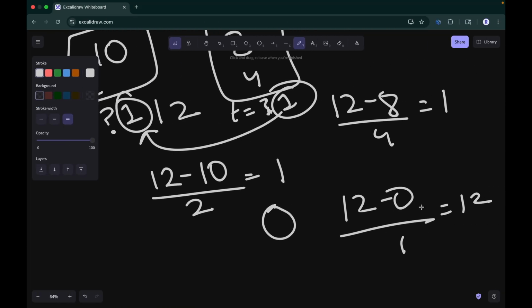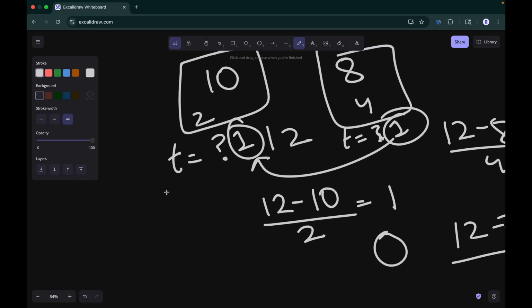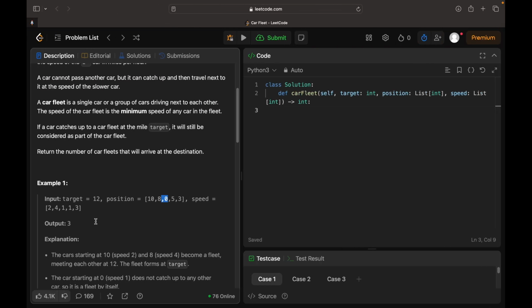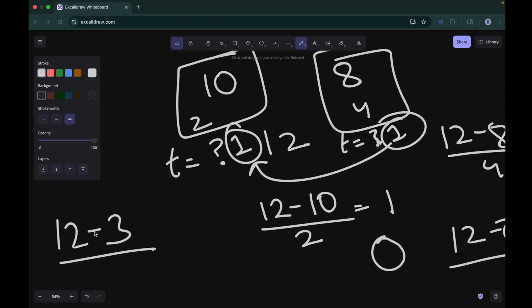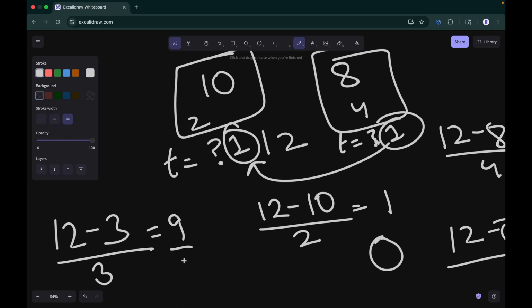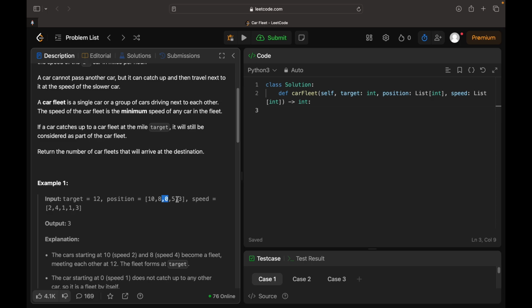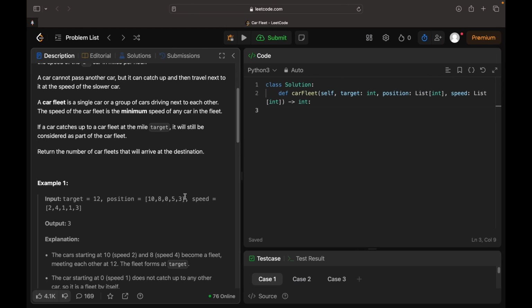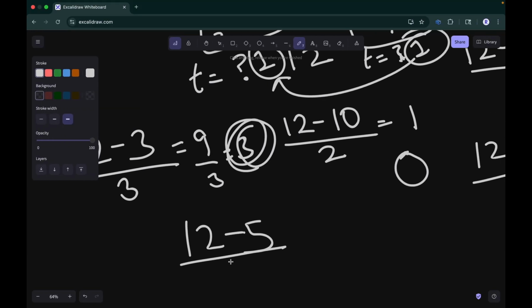Then we have 5 and 3. Here's where it's going to get tricky and our logic will have to change. 12 minus 3 divided by 3, since it's traveling at 3, becomes 9 divided by 3, which is equal to 3. So the car at position 3 is going to take 3 hours. And what about the car at 5, driving at 1 km per hour? We have 12 minus 5 divided by 1, which is 7. So it's going to take 7 for this and 3 for the other.